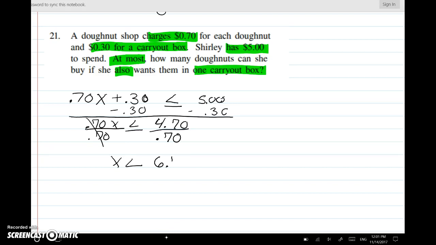So x has to be less than or equal to 6.7 donuts. Now, I don't know how often you go buy donuts, but you can't buy 0.7 of a donut. They look at you strange. Believe me, I've tried. So we need to find a whole number that's smaller than 6.7. That means we need to buy 6 donuts. So 6 donuts and the box will be less than $5.